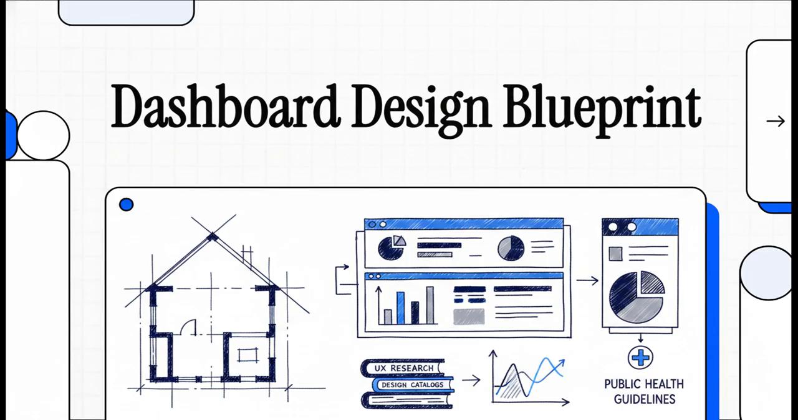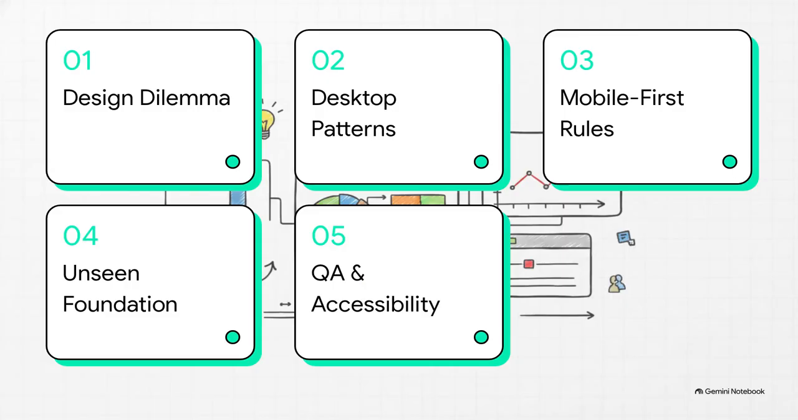In this Explainer, we're going to look at the true architectural blueprints for data visualization, pulling some incredible insights from UX research, real-world design catalogs, and strict public health guidelines. Here's our blueprint for today's session. We've got the dashboard design dilemma, desktop patterns that work, mobile-first survival rules, the unseen foundation, and finally, accessibility and quality assurance. Let's jump in.